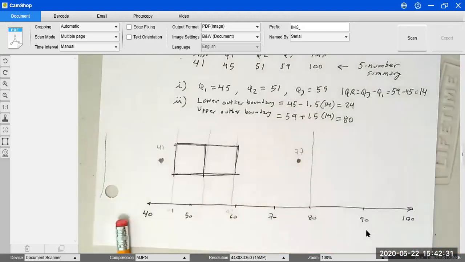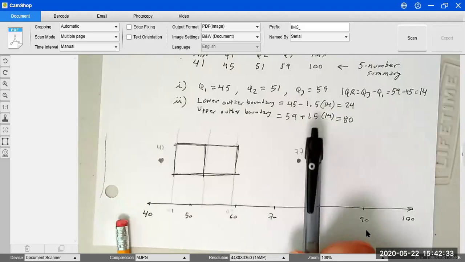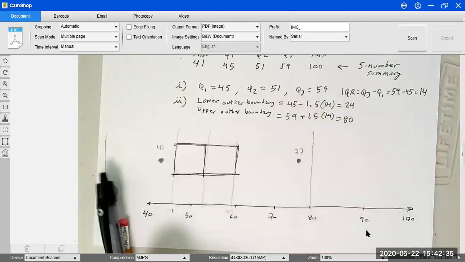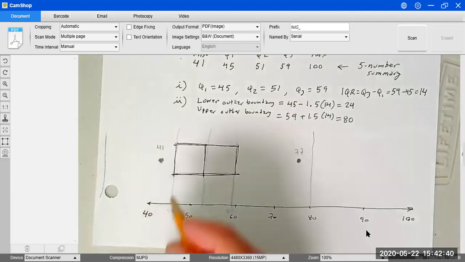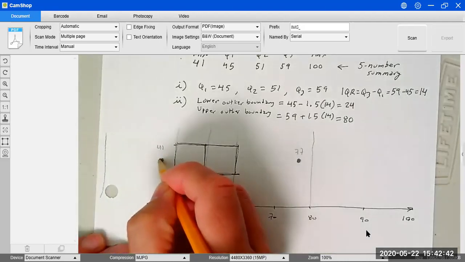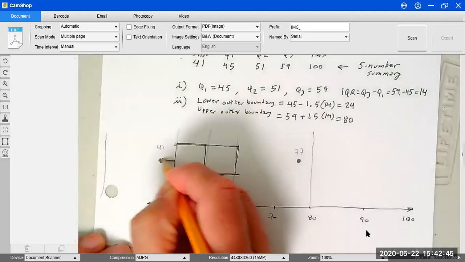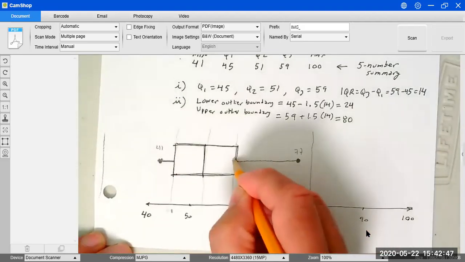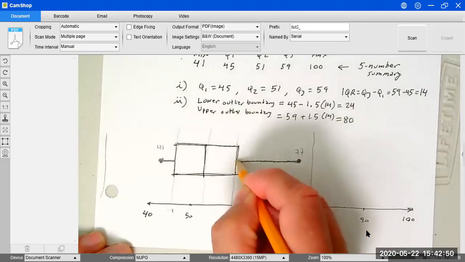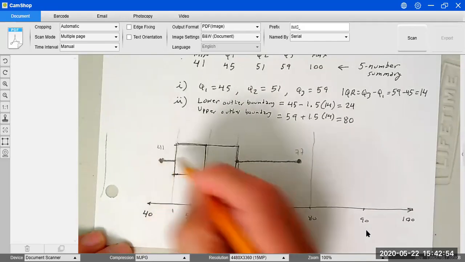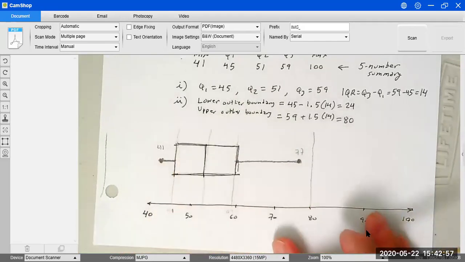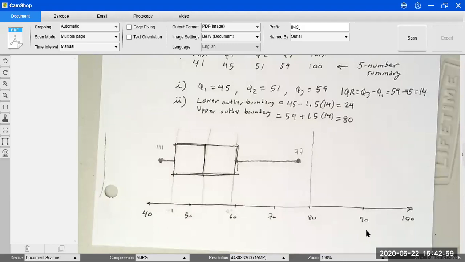So this value is on the left of the upper boundary, and this value is on the right of the lower boundary. And then you just draw horizontal lines from the corresponding points to the nearest quartile. So that's what we do. So the nearest quartile is here for this one, and the nearest quartile for this one is here. And they call these lines whiskers. So that's almost done. So we need to start now plotting the outliers.